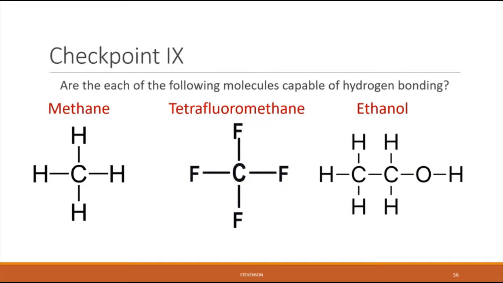So in this checkpoint here, we have 3 separate chemical compounds. We have methane, tetrafluoromethane, and ethanol. And what I want you to do is tell me, out of these 3, are any of them capable of hydrogen bonding? Do any of them meet the qualifications and the requirements to be able to hydrogen bond with other molecules like itself? In other words, can methane hydrogen bond to other molecules of methane? Can tetrafluoromethane hydrogen bond to other molecules of tetrafluoromethane? And can ethanol hydrogen bond to other molecules of ethanol?